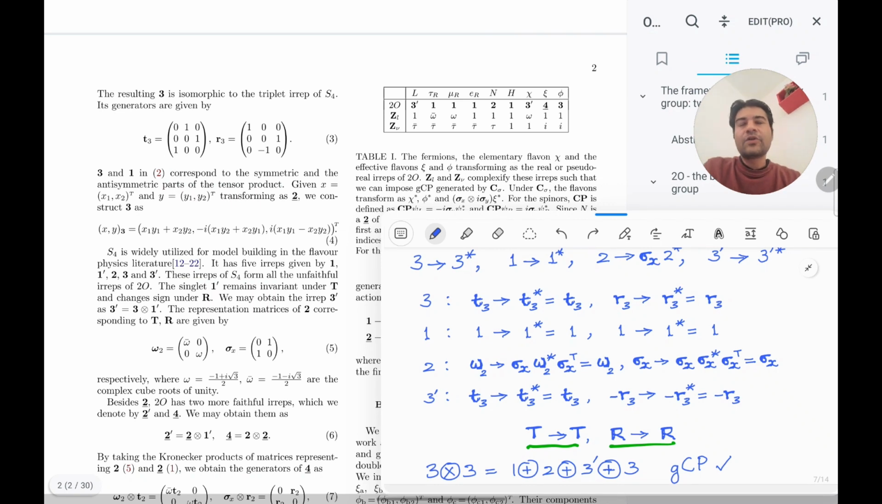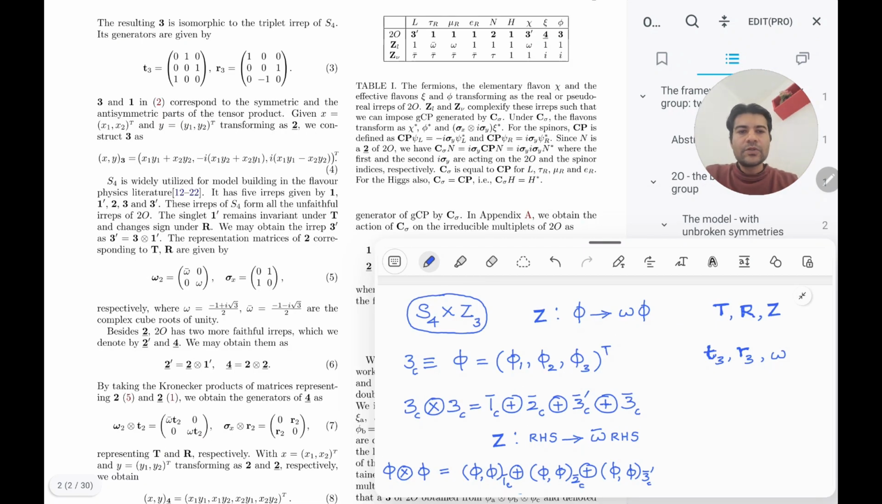It is not useful for us, and that can be seen from this tensor product. All these objects are real irreps. So by introducing a complex conjugation on the real irreps, we cannot expect to get anything non-trivial. In the next example, I will consider a case of an outer automorphism where we have a non-trivial definition of generalized CP.